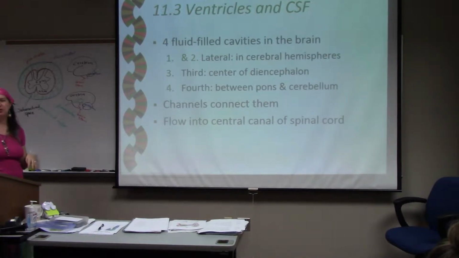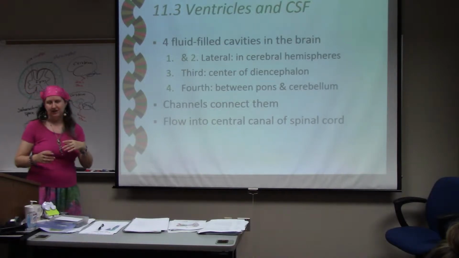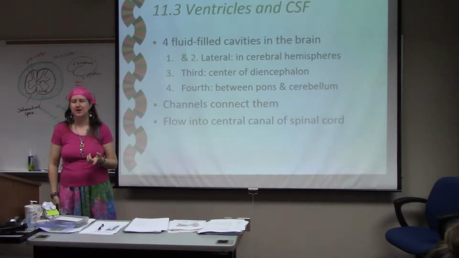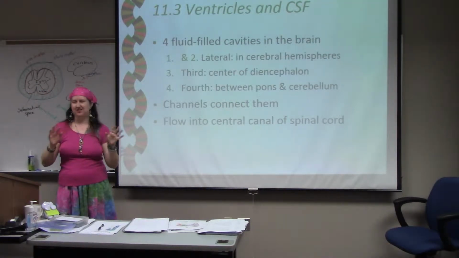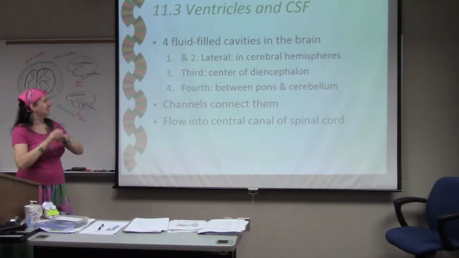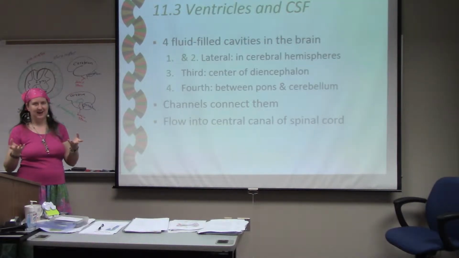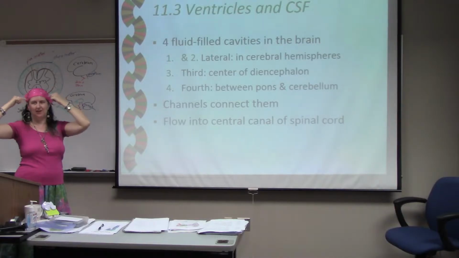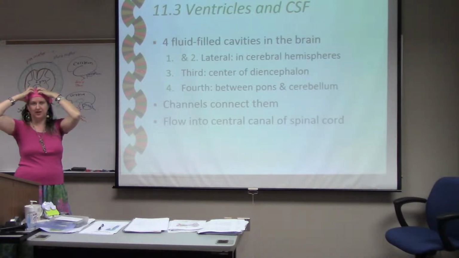Ventricles are 4 spaces in the brain that are filled with cerebrospinal fluid. There are two lateral ventricles. There is an official numbering where left or right is number 1, but I don't remember that. So just remember those together are lateral. They are within each hemisphere or half of the cerebrum.